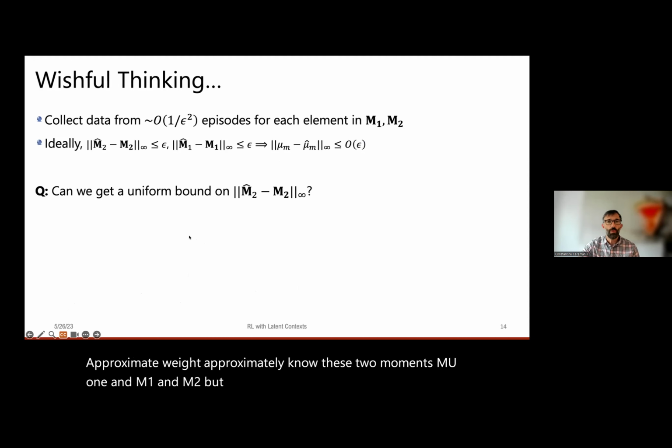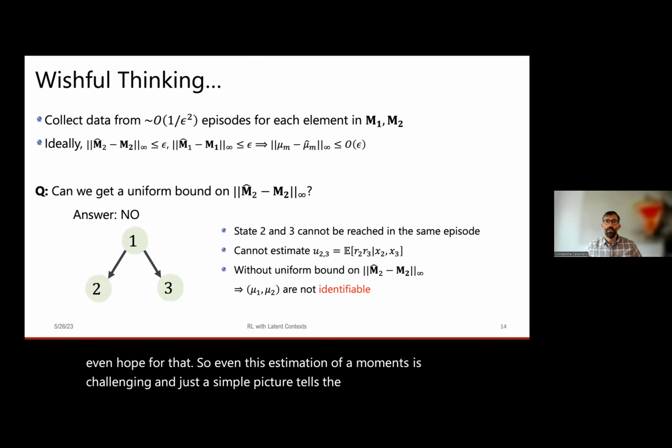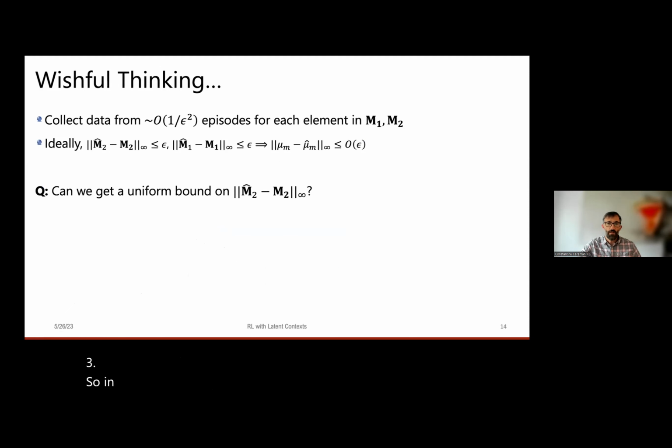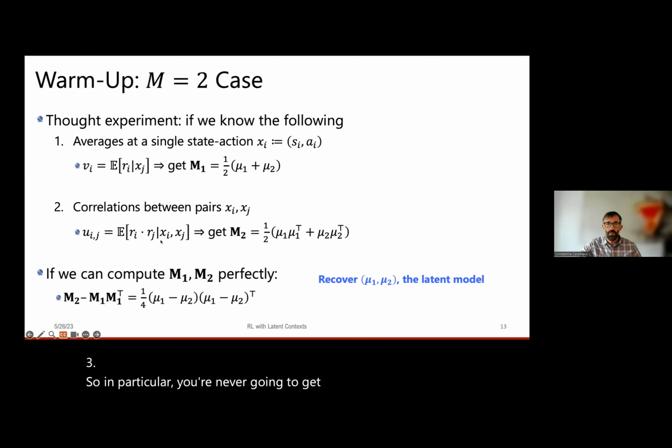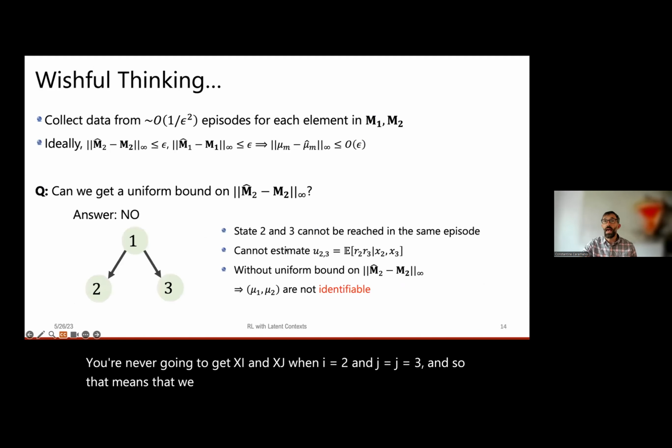But unfortunately, it turns out that we can't even hope for that. So even this estimation of the moments is challenging. And just a simple picture tells the story. Imagine that this is your Markov chain. What this really means is that in no trajectory will you ever be in state 2 and state 3. So in particular, you're never going to get Xi and Xj when i equals 2 and j equals 3. So that means that we can't really hope for something as simple.